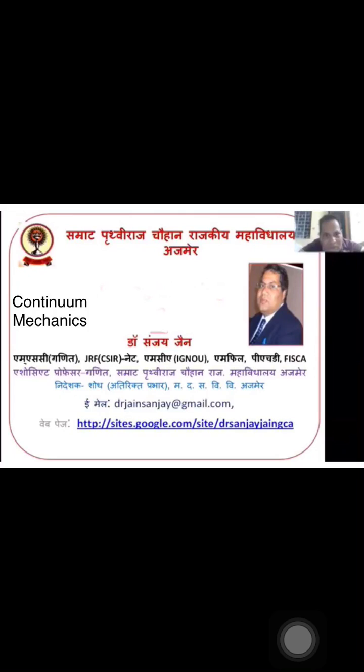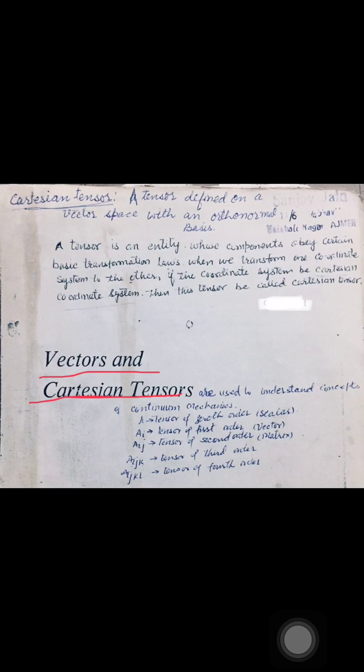Today we are starting a talk on Continuum Mechanics, your optional paper, in which we need some idea of vector and tensor initially. Most of the science students are already familiar with two types of tensors. Generally, we say we have already gone through the scalar and vector.